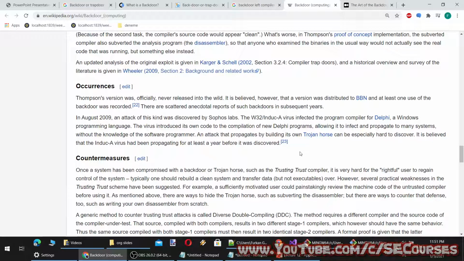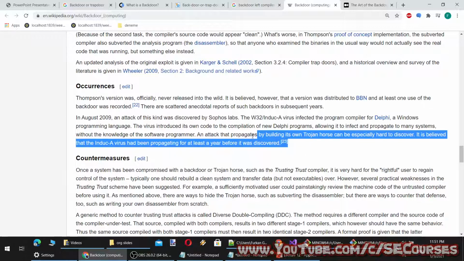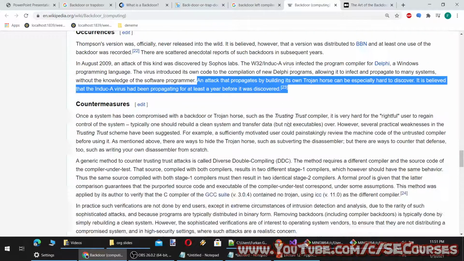In August 2009, an attack of this kind was discovered by Sophos Labs. The W32 Induc A virus infected the program compiler for Delphi, a Windows programming language. The virus introduced its own code to the compilation of new Delphi programs, allowing it to infect and propagate to many systems, without the knowledge of the software programmer. An attack that propagates by building its own Trojan horse can be especially hard to discover. It is believed that the virus had been propagating for at least a year before it was discovered.